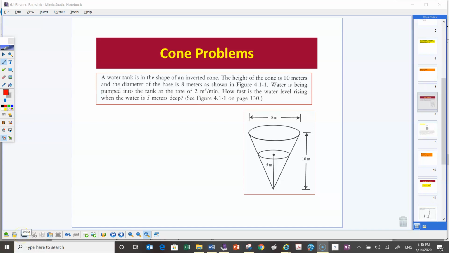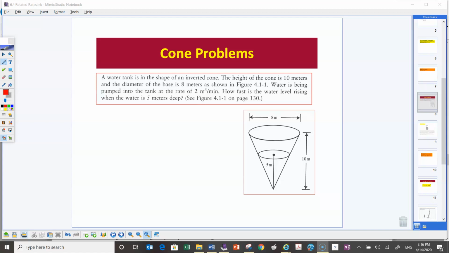We are going to continue our study of related rates by looking at cone problems and cylinder problems. So in this example, we have a water tank in the shape of an inverted cone. The height of the cone is 10 meters, the diameter of the base is 8 meters, as shown in the diagram, and water is being pumped into the tank at a rate of 2 meters cubed per minute. How fast is the water level rising when the water is 5 meters deep?